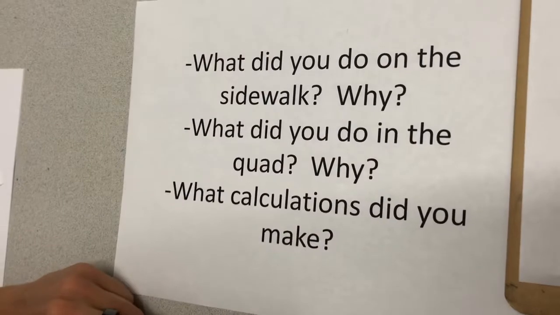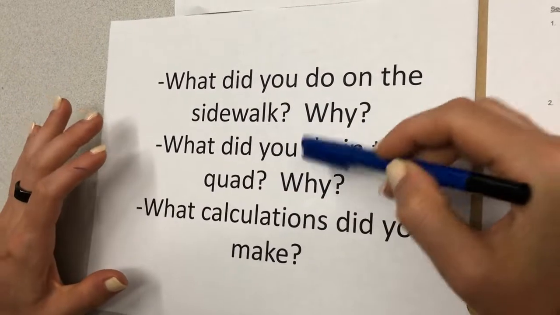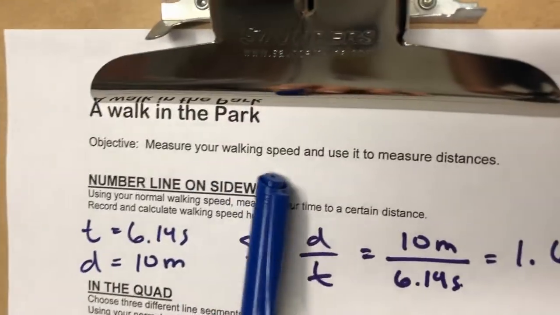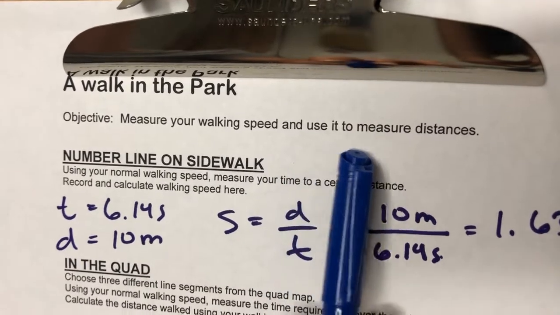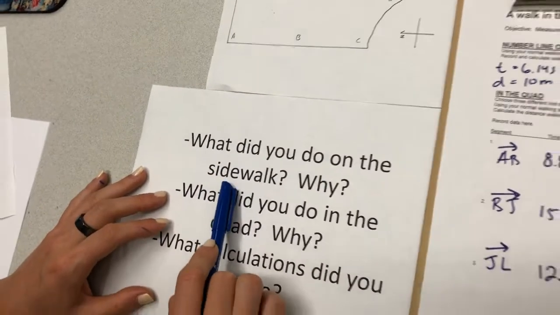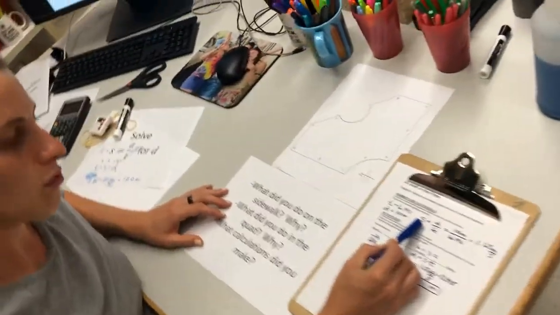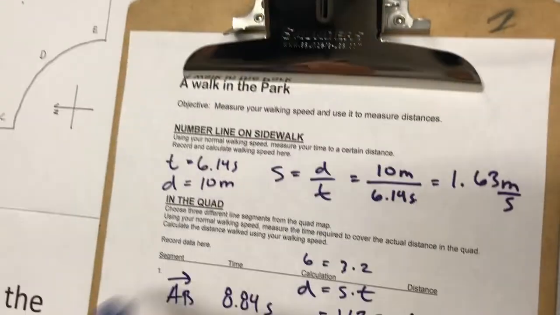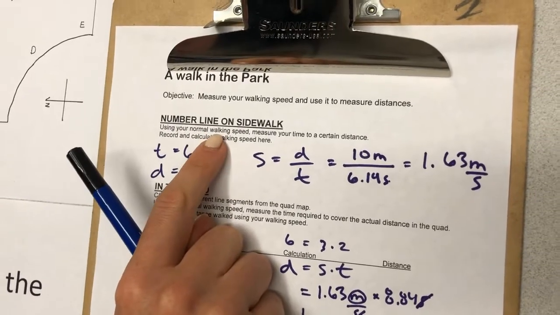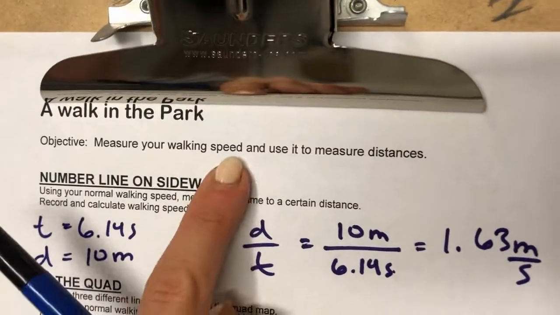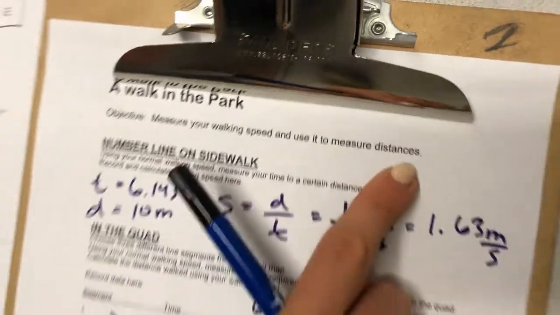All right, let's regroup here. Before I ask you any of these questions, I want to point you to the objective. Our goal was to measure our walking speed and use it to measure distance. My first question, what did you do on the sidewalk and why? On the sidewalk, we measured our normal walking speed. And why did we do this first? Our goal was to measure our walking speed in order to measure our distance.